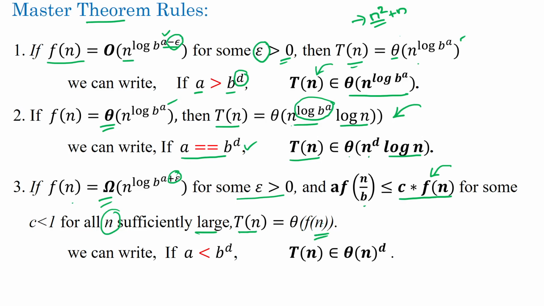So for f of n, here we can say a is less than b to the power d. This is the condition; this is the equal case, and this is the greater than case. Now T of n can be big theta of n to the power d, where d is what we already said, log base b of a. So these are the three rules to define the time complexity of a given recurrence relation using asymptotic notations. Thanks for watching.